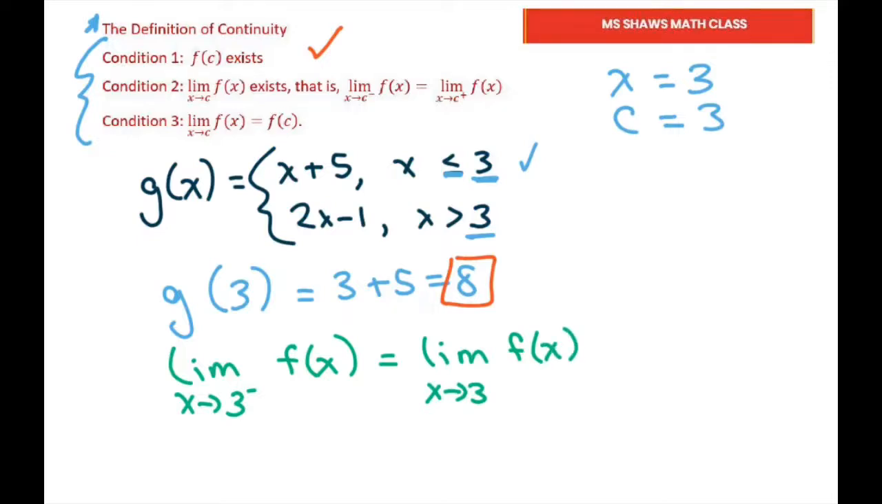So all we're going to do is, to the left of 3 is all numbers here, and we already did that. It equals 8. So that's 8. Now for all numbers bigger than 3, I plug it in here. So this would be 2 times 3 minus 1. That's going to equal 5. These two do not equal. That means condition 2 is not satisfied because the limits do not exist. The left-hand side and the right-hand side differ, so the limit does not exist. That means we're going to have some discontinuity in the graph.